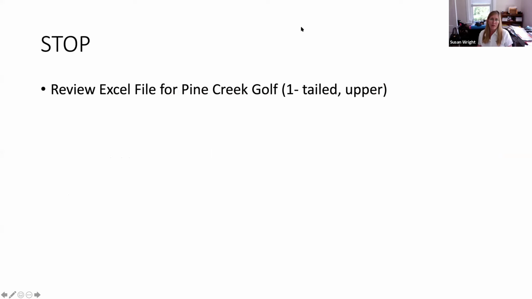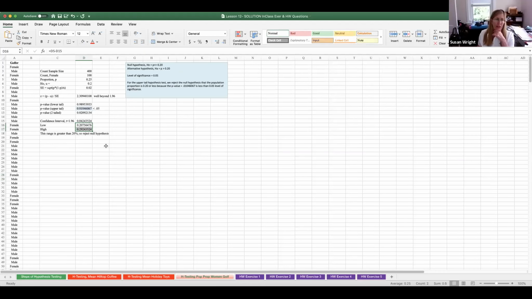And then let's look at an example. So this is a golf club, and they're trying to test whether or not the female members that they have are at least 20% of their membership. So the null hypothesis is that the proportion of females is less than or equal to 20%. And we'll reject that if we have enough evidence to indicate that it's actually greater than that.